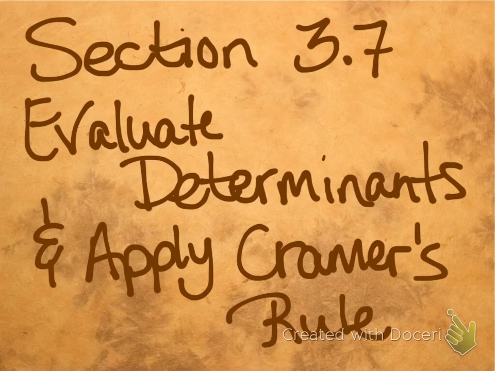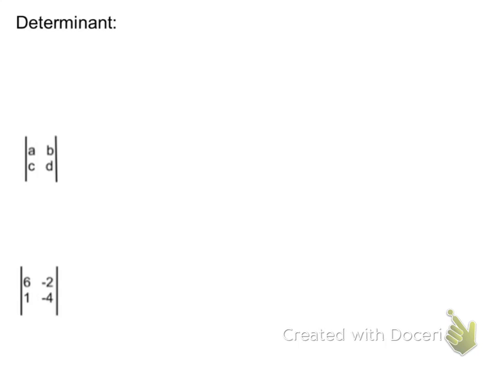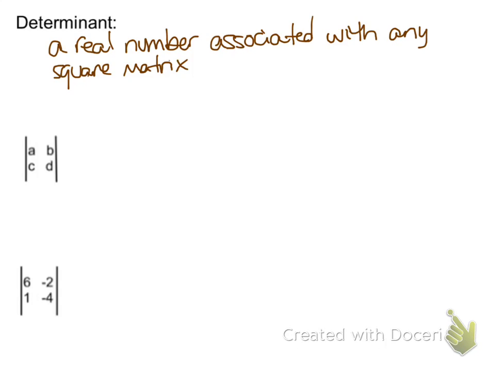Section 3.7, Evaluating Determinants and Applying Cramer's Rule. So a determinant is a real number that's associated with any square matrix. For example, in this section we're going to be dealing with 2 by 2, 2 rows and 2 columns, or 3 by 3, which is 3 rows and 3 columns.